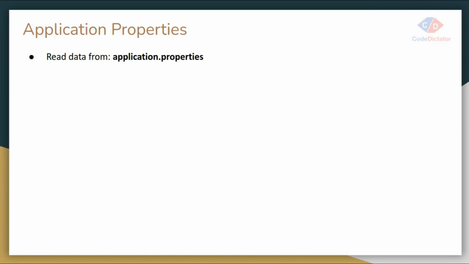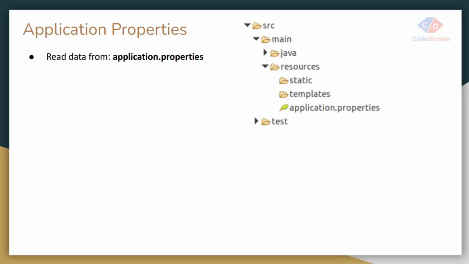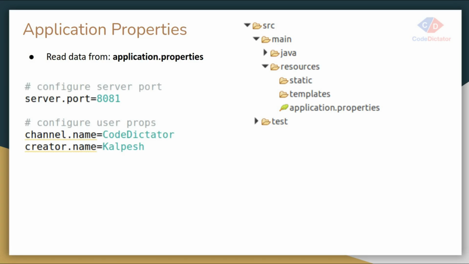Okay, so let's jump in and learn more about the property file, what type of properties we can set, and how we can use those properties. How does it load automatically, and how does it work behind the scenes? Let's take an example. This is our package structure. In src/main/resources we have the application.properties file, and we have these properties. We have already set properties like server.port, channel.name and creator.name.